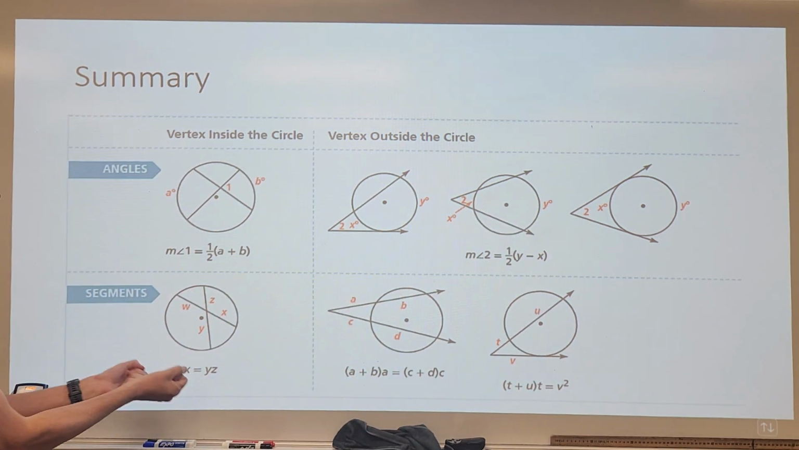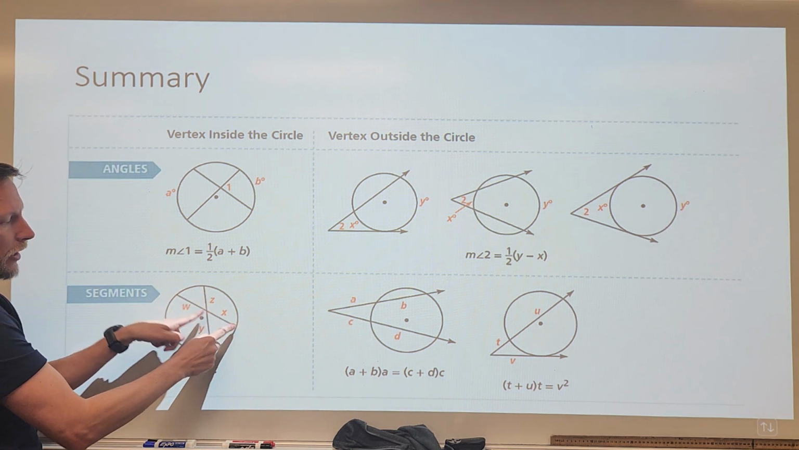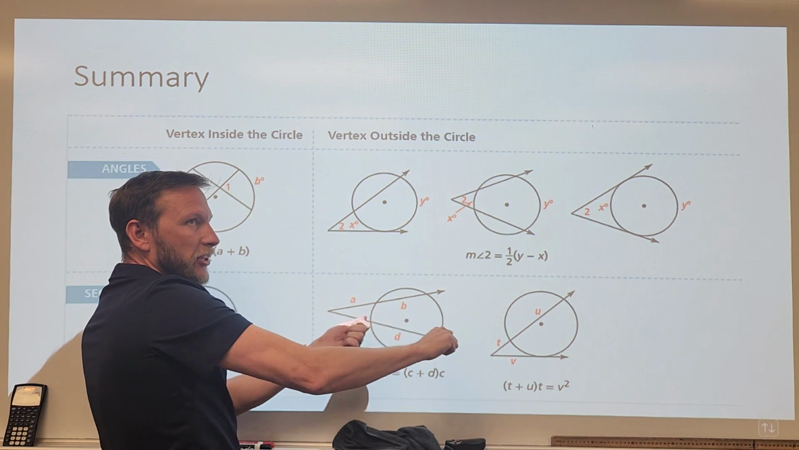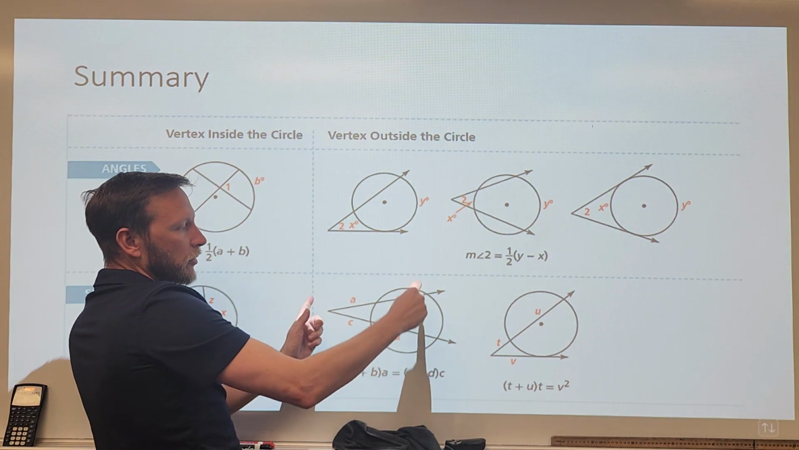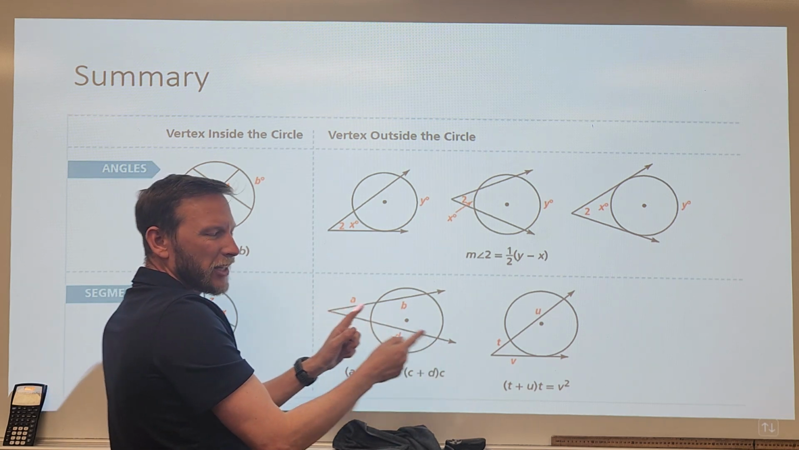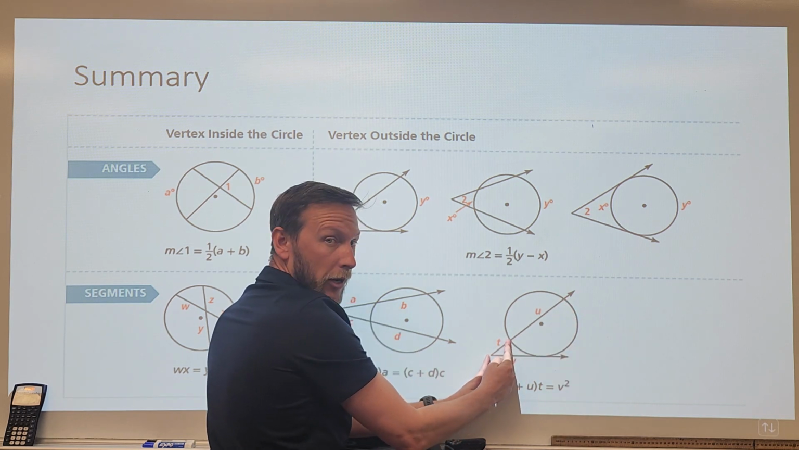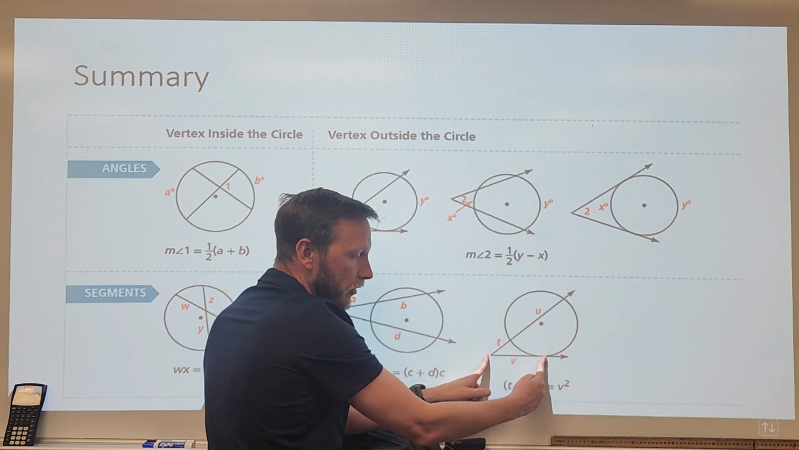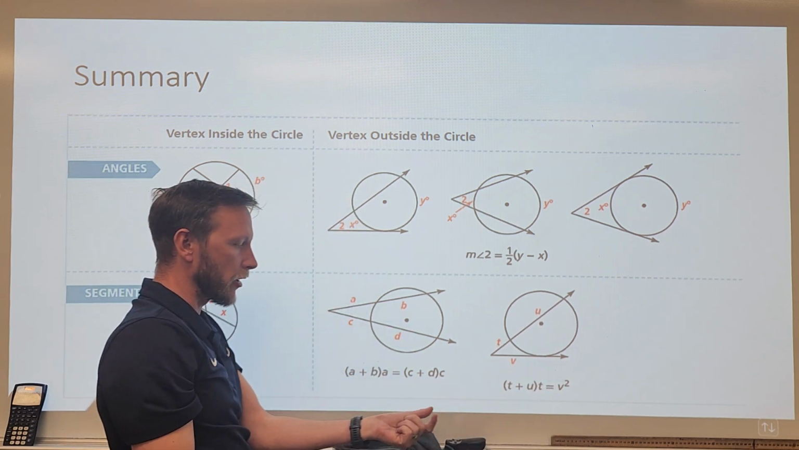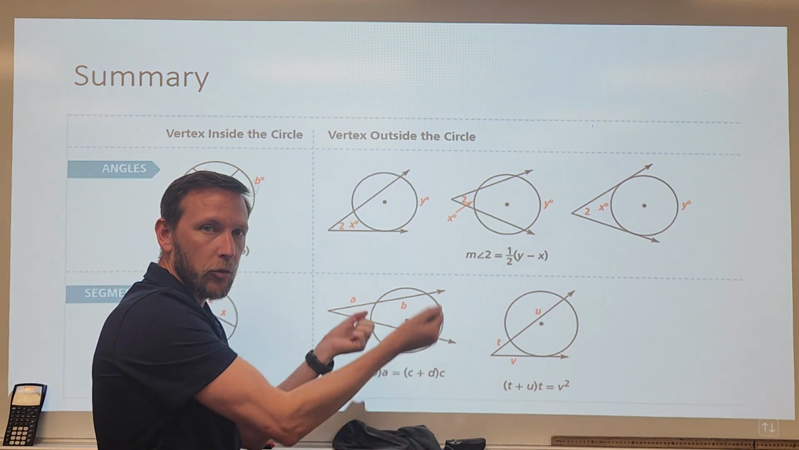When we are talking about segment lengths, if it intersects inside, it's the parts multiplied equal the parts multiplied. If they're intersecting outside of the circle, then it's going to be the whole thing times the part outside the circle. The whole thing times the part outside the circle. This one looks different, but it's still the whole thing times the part outside the circle is equal to the whole thing times the part outside the circle. It just happens to be the same number there. And so that's why that one shows it squared. Don't think of them as different though, they're really the same thing.